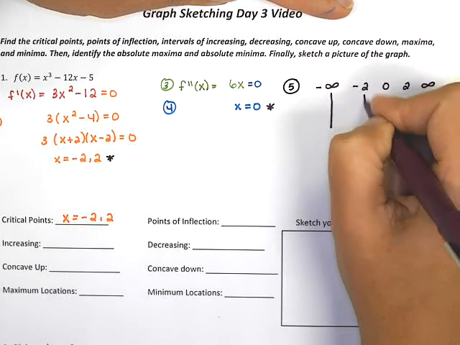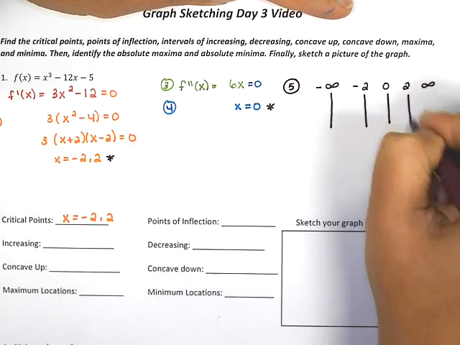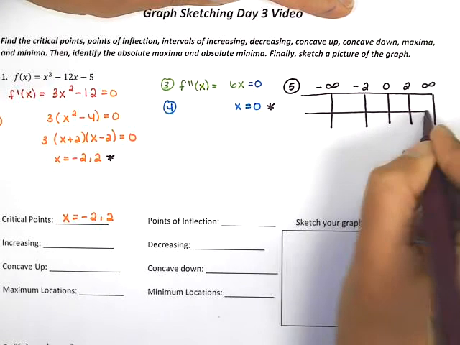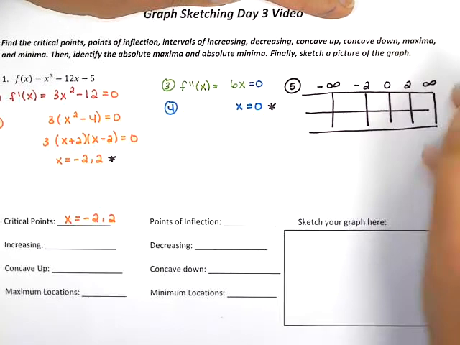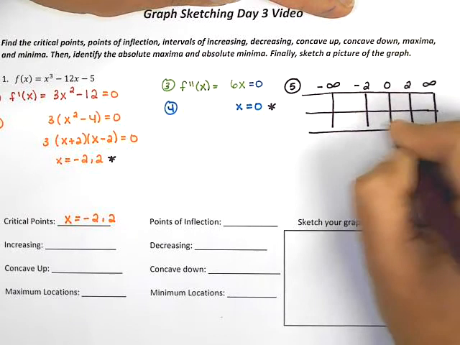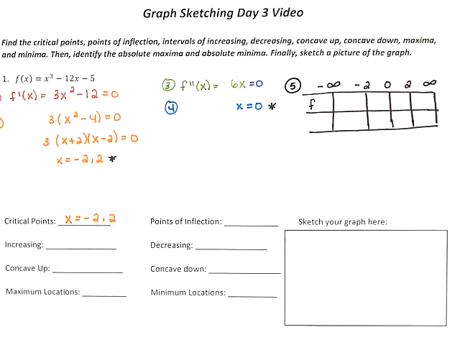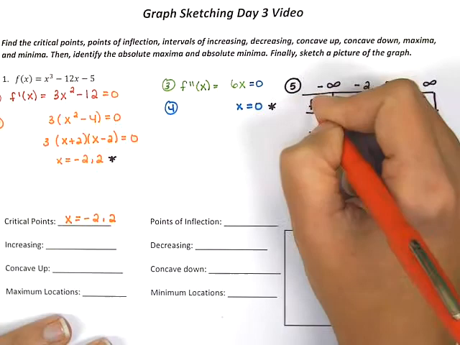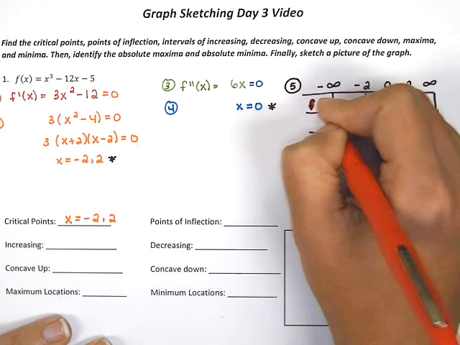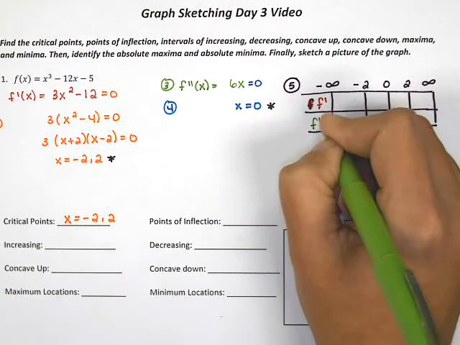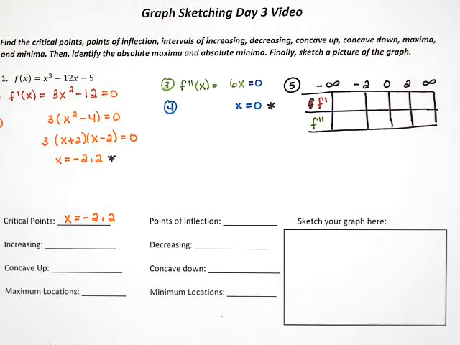Now this table is going to have two rows in it. It's going to have a row for the first derivative and a row for the second derivative. You may remember making tables like this when we learned position, velocity, and acceleration. We said we're going to put all of the velocity stuff, which is basically the first derivative, in the top row, and we're going to put all of the acceleration stuff, which is basically the second derivative, in the bottom row. We're doing the same thing here so we can compare all of that information.